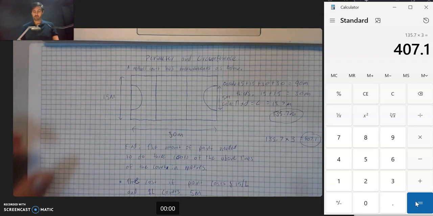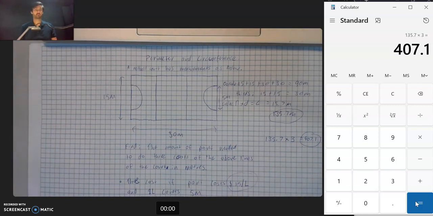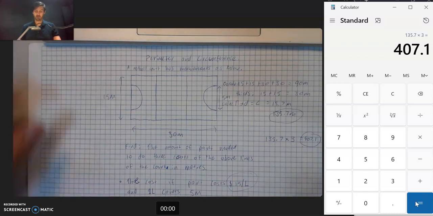Now from there, we are then told that 1 litre covers 5 meters. All right, and remember our costing here, and this comes back to the stuff we've done in rates with my year 11s, very, very similar. So the cost is $15 per litre. 1 litre covers 5 meters.